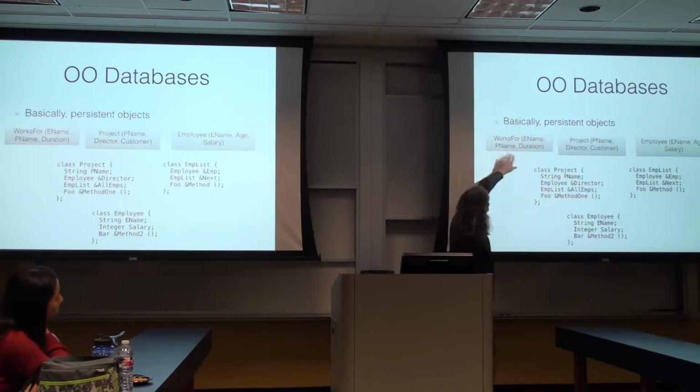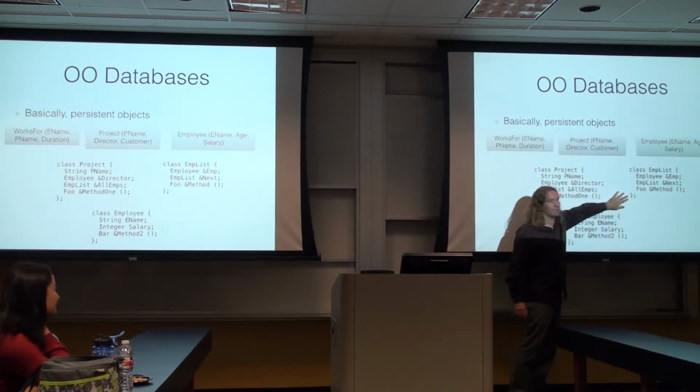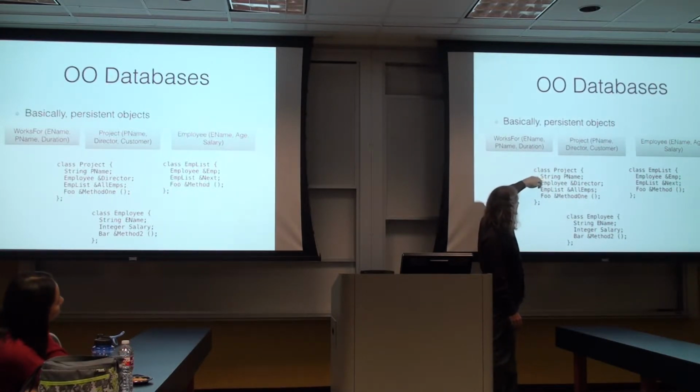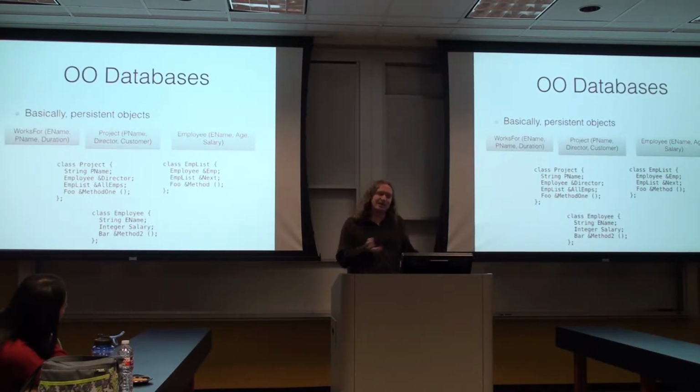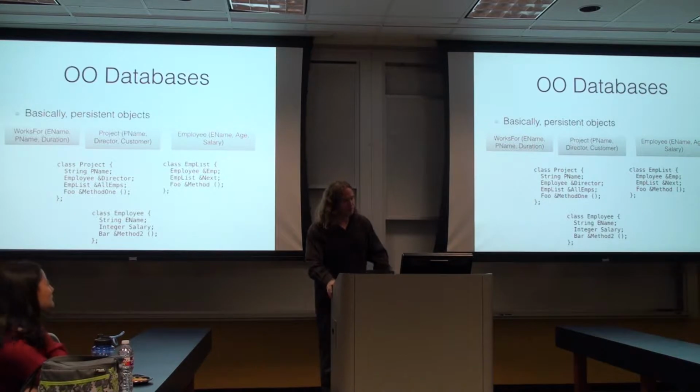So I might have works for, project and employee, and what I'm going to do is have a class project, a class employee, and then rather than having a works for, I'll have something like an emp list inside of the project, which is basically a linked list. The way I get all the employees who work on the project is I find the project and then navigate through in the host language. This was as C++ was becoming popular, so people imagined persistent C++ where you would write native C++ code, not SQL, not any of the other competing languages, to navigate these objects.